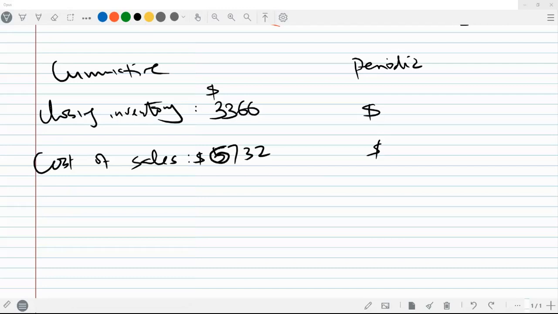Okay, so we begin with the cumulative method. What do you have for closing inventory? 3366. Cost of sale under the cumulative method? It's the same thing they've got, 67. Periodic method, under the periodic method?